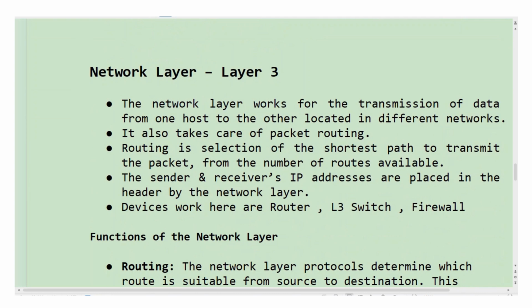Logical addressing. To identify edge devices in an inter-network uniquely, the network layer defines an addressing scheme. The sender and receiver IP addresses are placed in the header by the network layer. Such an address distinguishes edge devices uniquely and universally.